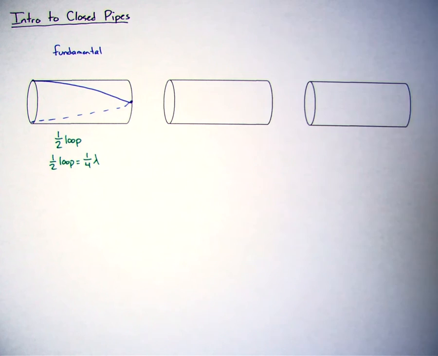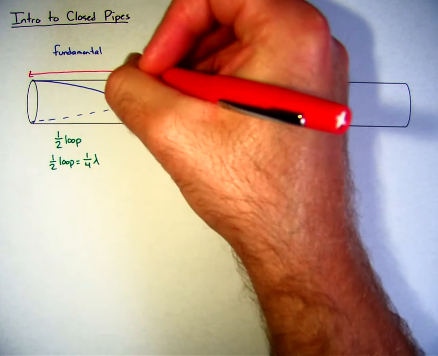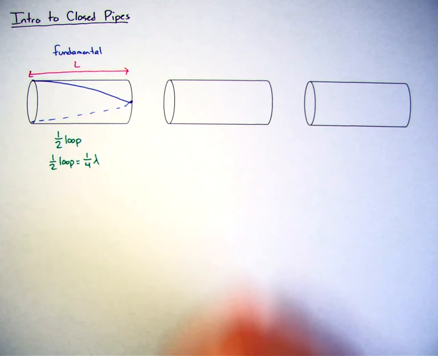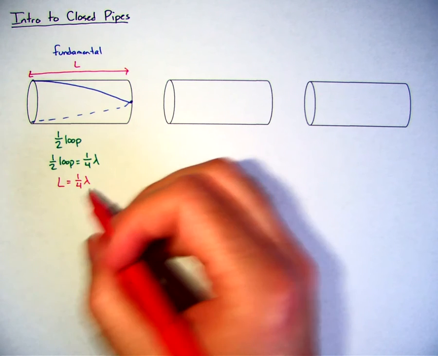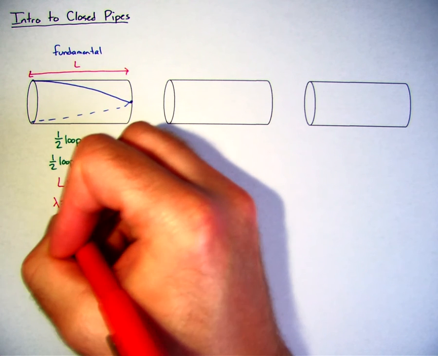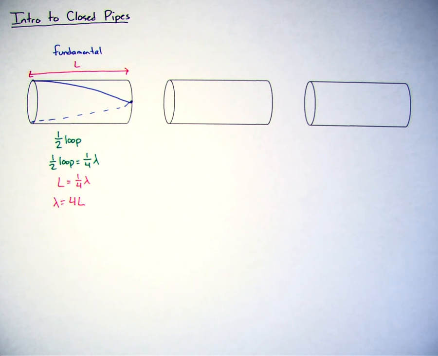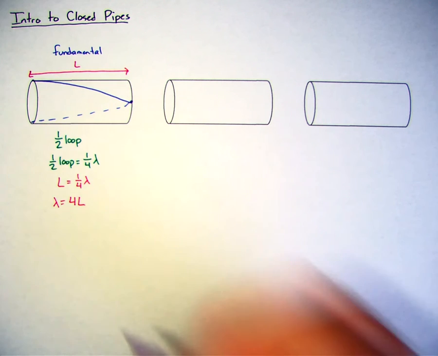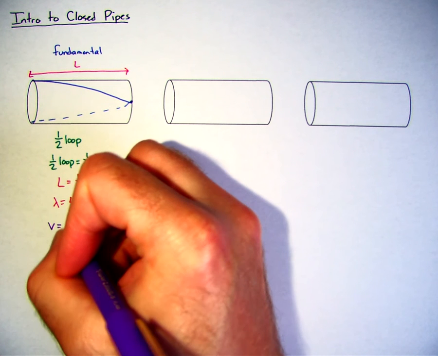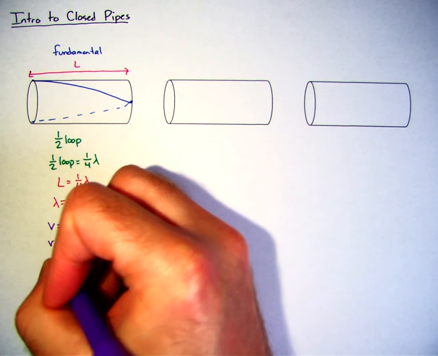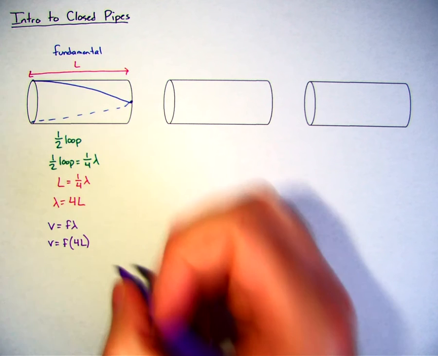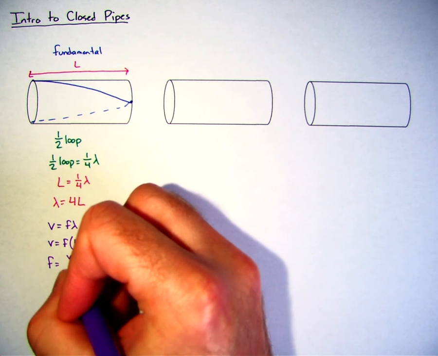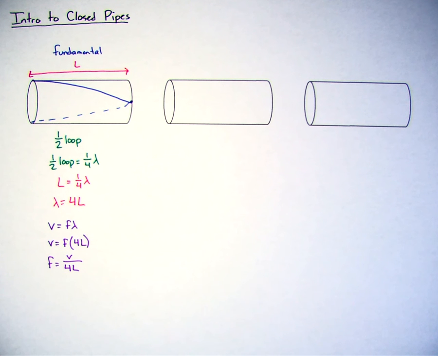If we knew that the length of the pipe was L, that means that L is equal to 1/4 of a wavelength. Which means if I were to multiply both sides by 4, one wavelength is equal to 4 times L. Now, to put this in perspective, if I use my velocity equation, velocity equals frequency times wavelength, so the velocity is equal to the frequency times 4L, which means if I divide both sides by 4L, the frequency is the velocity divided by 4L. Keep in mind that the velocity is fixed. That velocity is the speed of sound that we have.